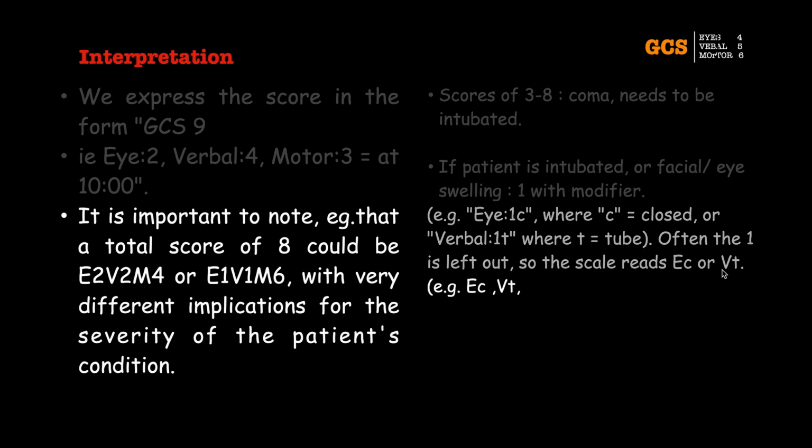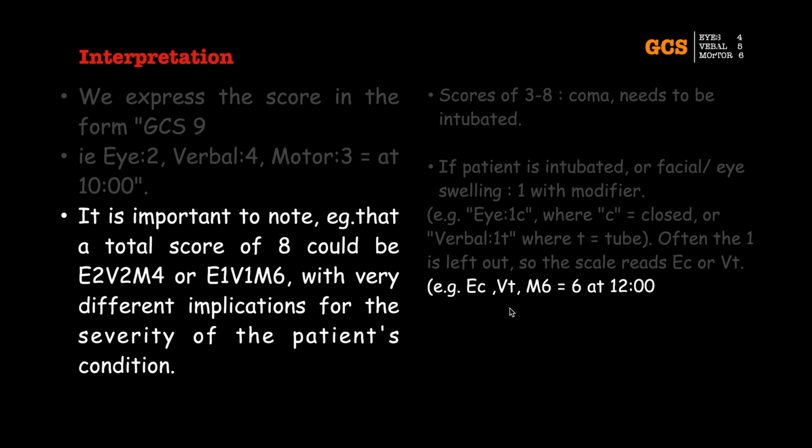Now, this is an example so that if the patient's eyes are closed because of severe swelling of the eye or facial swelling, and if there is an endotracheal tube in situ, we just write EC, VT, and when we assess and we get a motor response of 6, then it means EC, VT, M6 is equal to 6 at 12 o'clock, which is the time that we made this assessment.